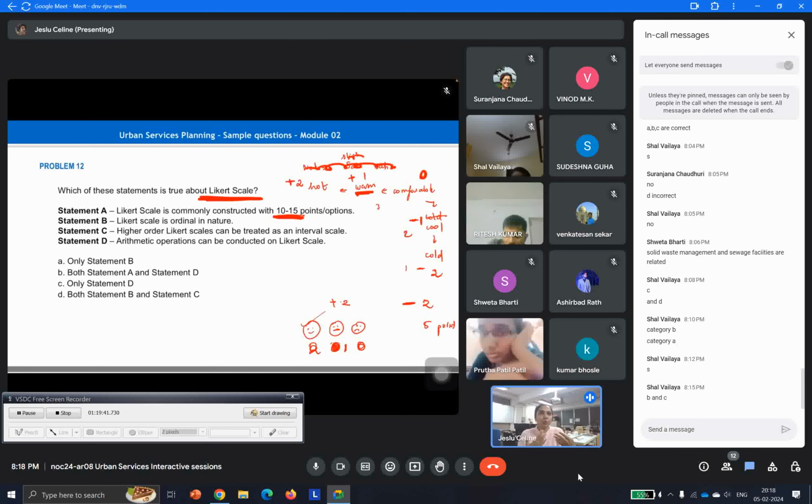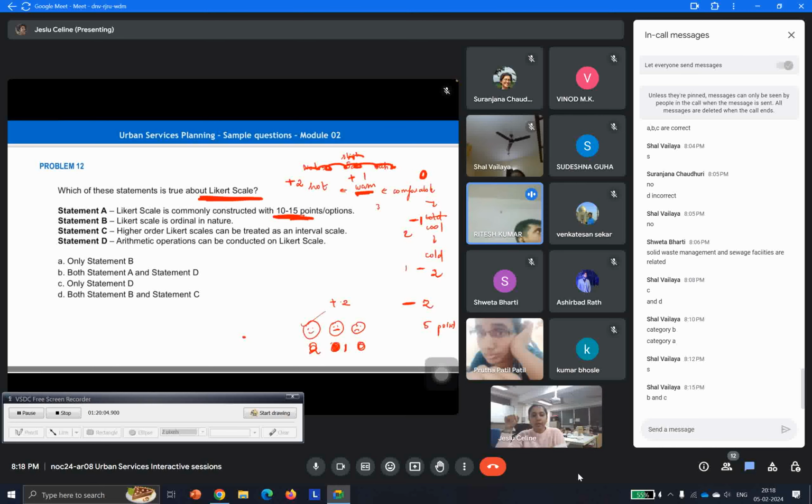So it can be like, how do you feel? Better, best, like, I feel good, better, best, or I feel bad, worse, worst, something like that. So that becomes a 7 point scale because you have 3 points positive and 3 points negative, and then you have something in between, so that becomes a 7 point scale because 3 plus 3 plus 1 is 7.